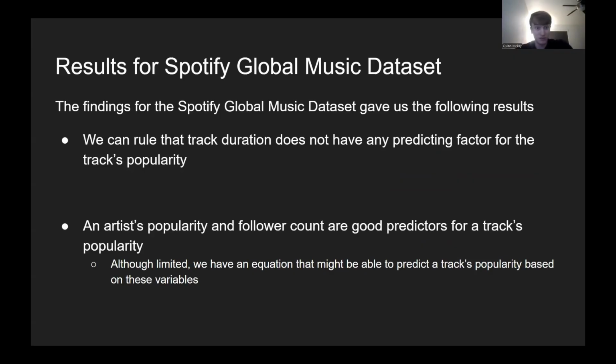So the findings for our Spotify Global Music Dataset give us the following. We can rule that track duration does not have any predicting factor for a track's popularity, and an artist's popularity and follower count are good predictors for a track's popularity. Although it is limited, we have an equation that might be able to predict a track's popularity based on those two variables of artist popularity and follower count.